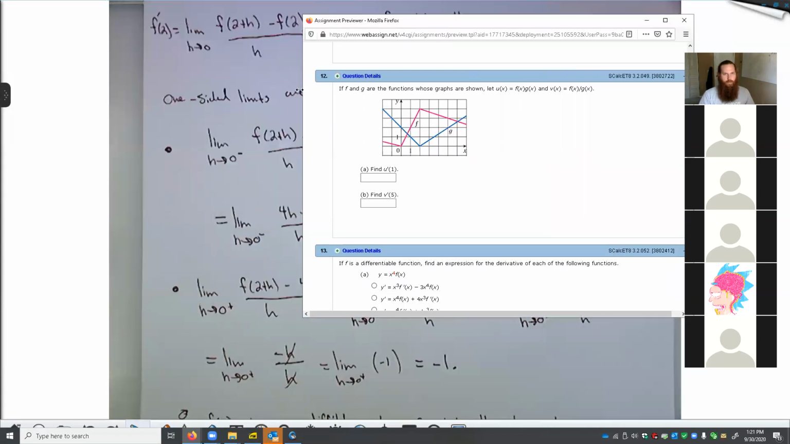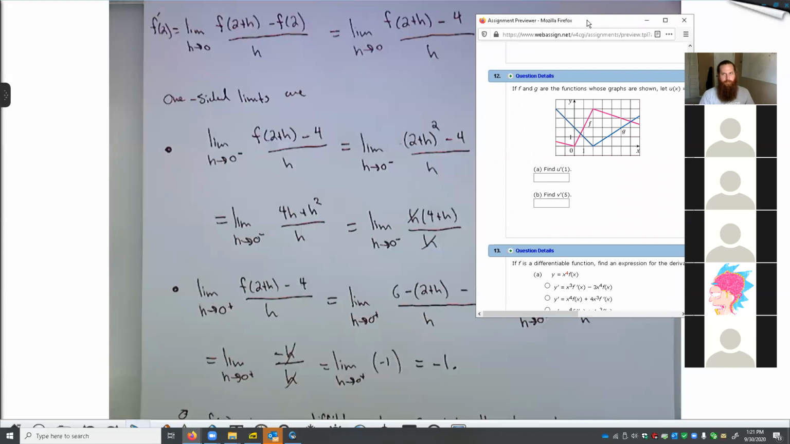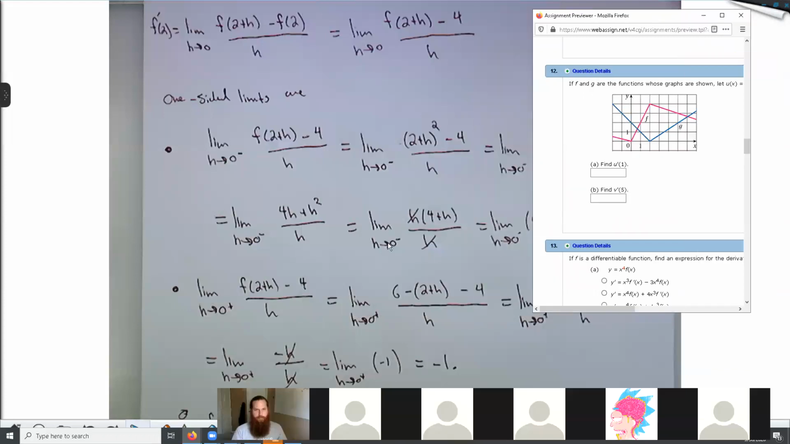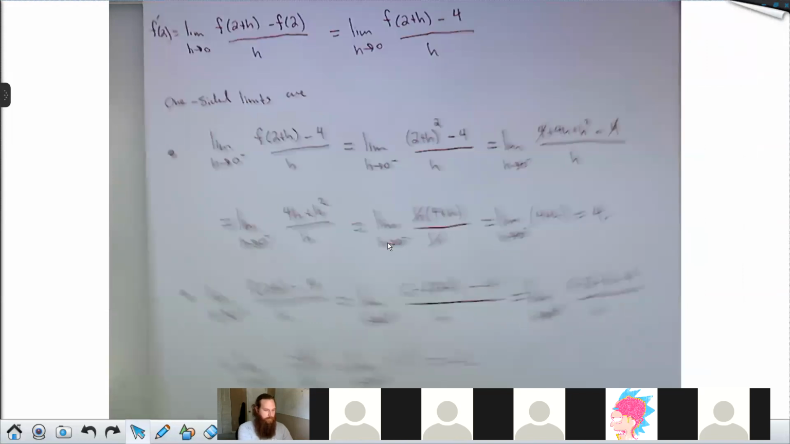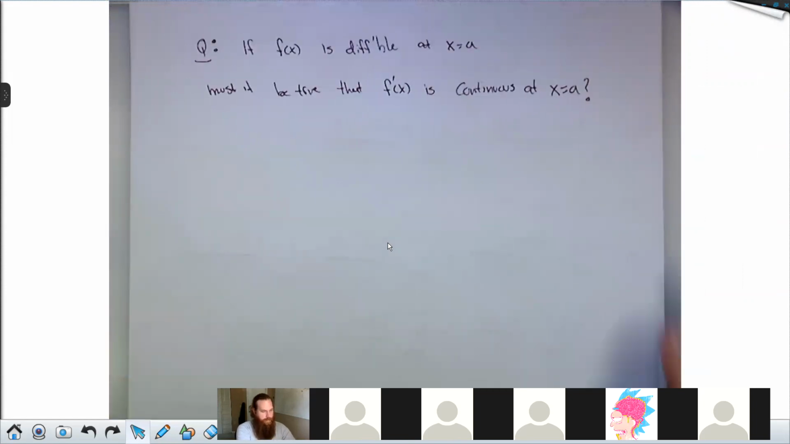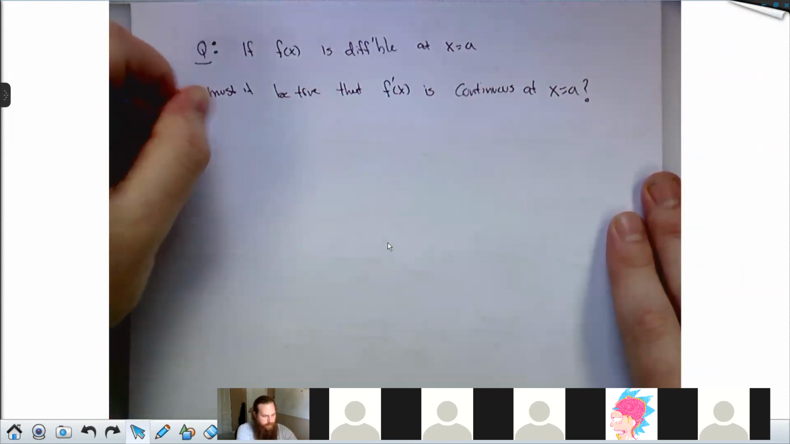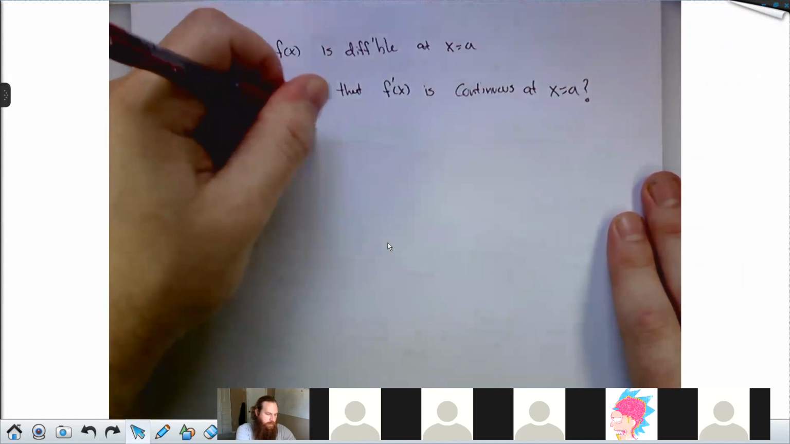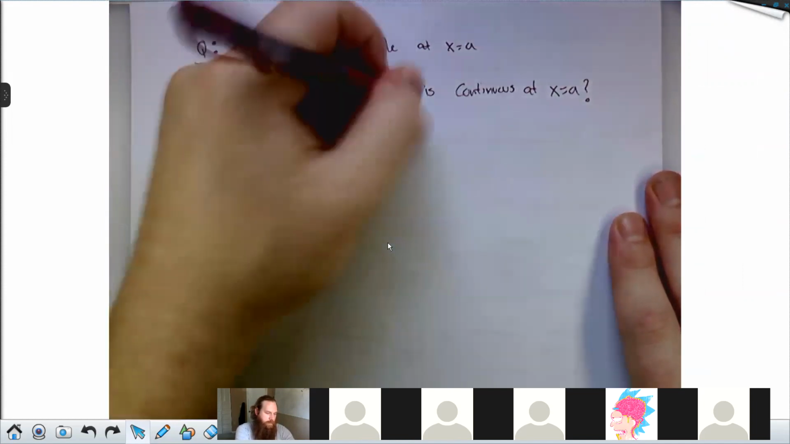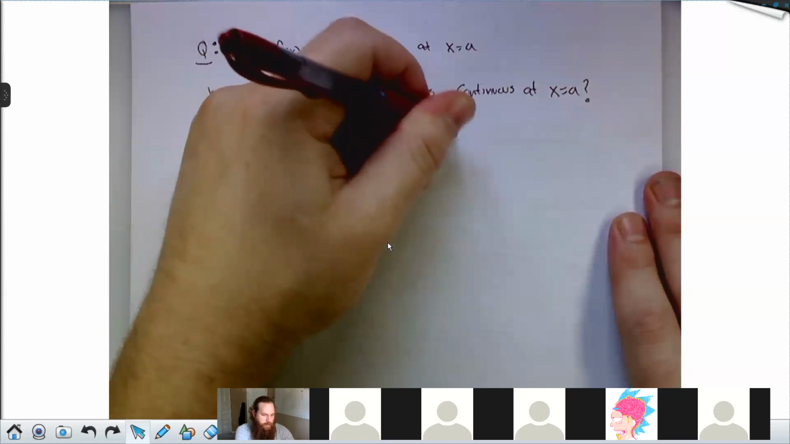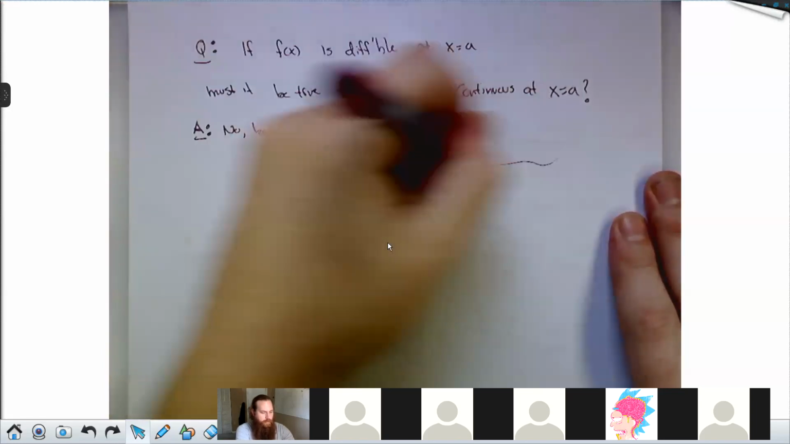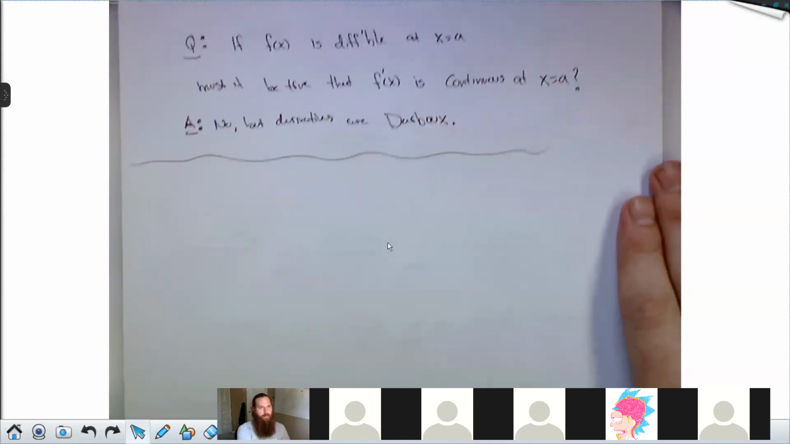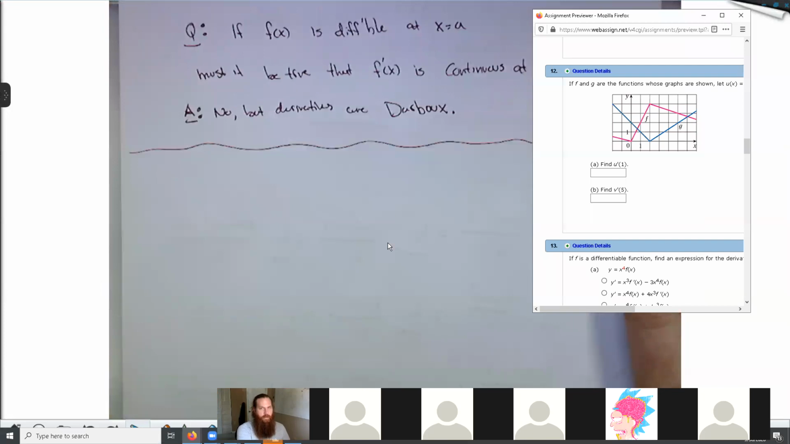I like this problem a lot. This is a good problem. Let's take a look. So again, here the answer is no, but derivatives are Darboux. You don't need to know that, but if you're curious, you're welcome to Google it. If you take advanced calculus or real analysis later in your careers, you will prove that.